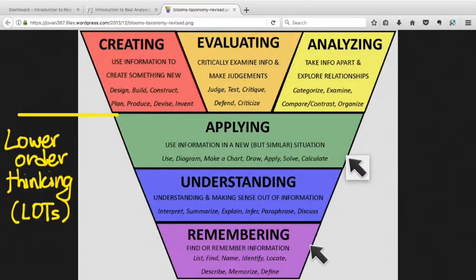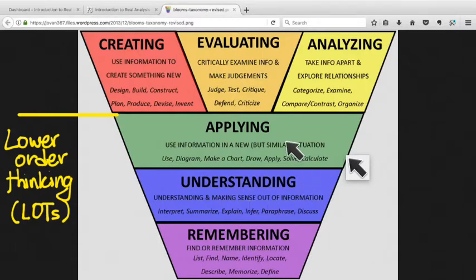So at the bottom of the pyramid, we have remembering. So being able to find or remember information, such as make a list of something, name something, identify something, describe something, define something. And then a step up from remembering is understanding, making sense out of information. So to be able to explain or to summarize or to interpret, that may require you to remember some stuff, but it also requires you to do probably a little bit more than just remember, right? You also might have to do some additional understanding work.